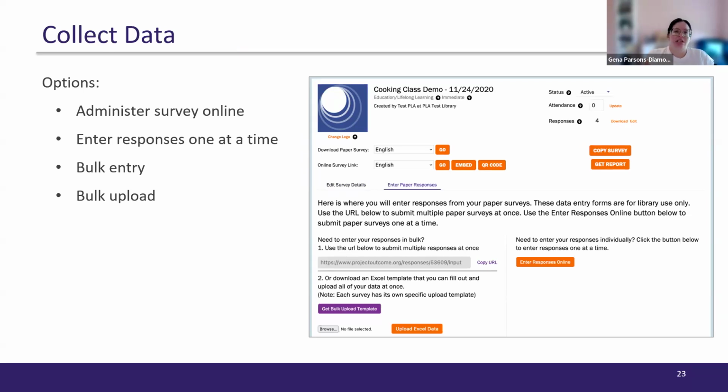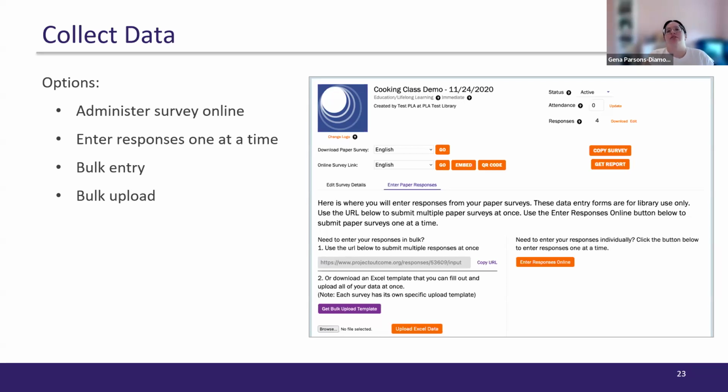If you do choose to use paper responses or collect paper surveys, we have several ways of getting those responses back into the system. The first is you can enter the responses one at a time yourself using the Enter Responses Online button at the bottom right.